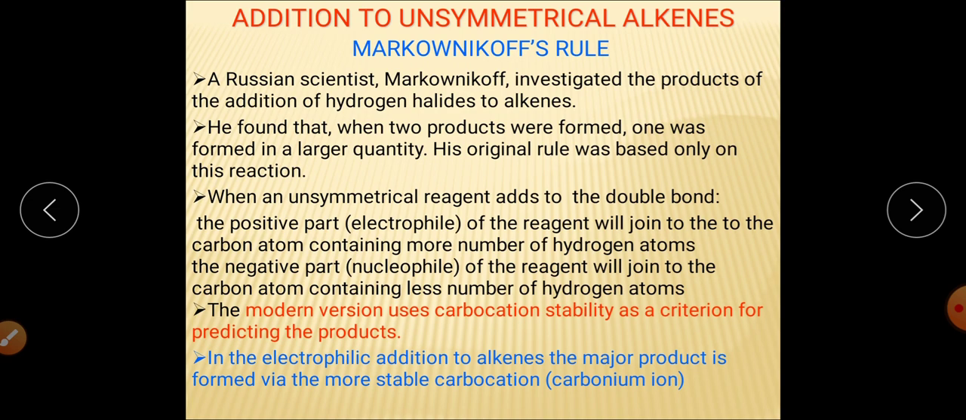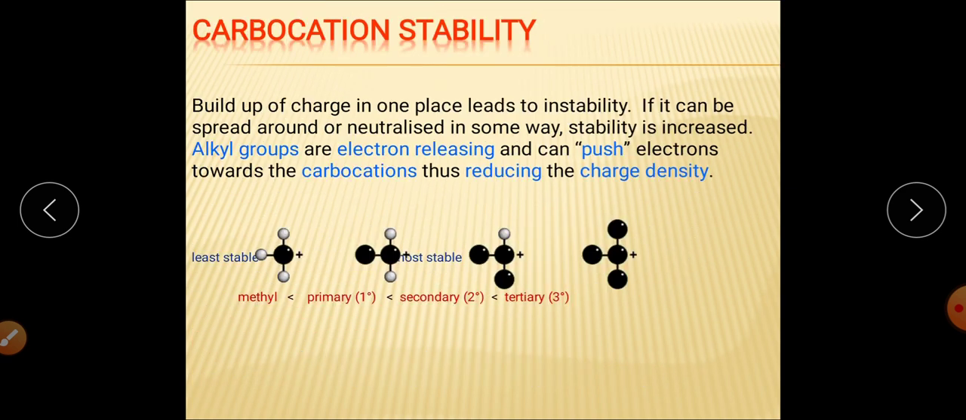When we think of this Markovnikov rule in our modern definition, it is all about the stability of the carbocation that is synthesized, the stability of the carbonium ion formed during the course of the reaction. As you know, in my previous slide I told you that this reaction will proceed through the formation of a carbocation. So this is all about that stability.